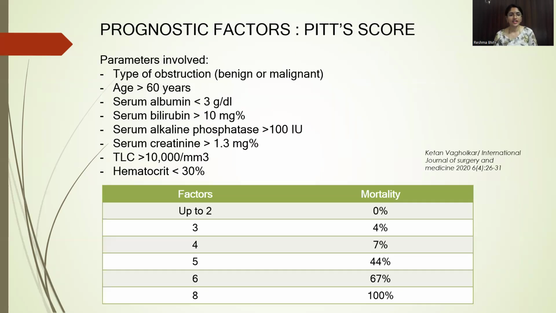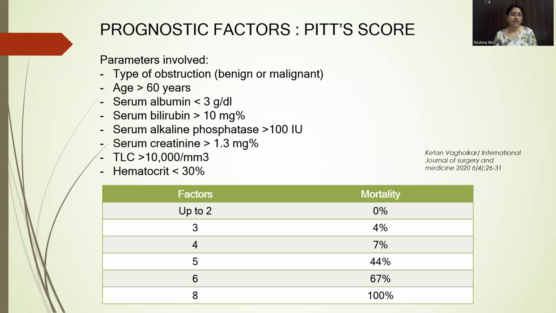Now, based on the history and investigation, prognostication of these patients is done using the PIT score. There are 8 parameters involved. Each parameter is given a point. If the points increase, the mortality rate also increases.